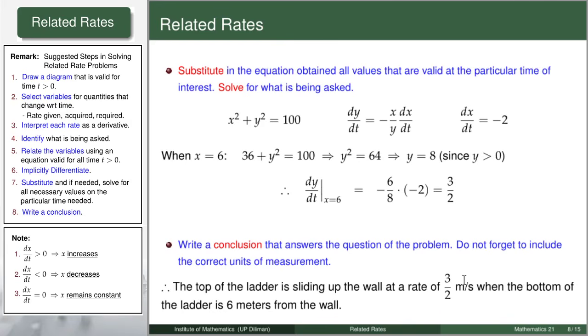Now, to get the unit meters per second, I go back to the statement that I have before. Since this is dy over dt, the unit will be the unit of y over the unit of t, and that is meter per second. And this is only true when the bottom of the ladder is 6 meters from the wall. See that if I change x equal to 6, the ratio x over y will also be different, and thus it will not have an answer of 3/2 anymore. And that is our related rate problem.